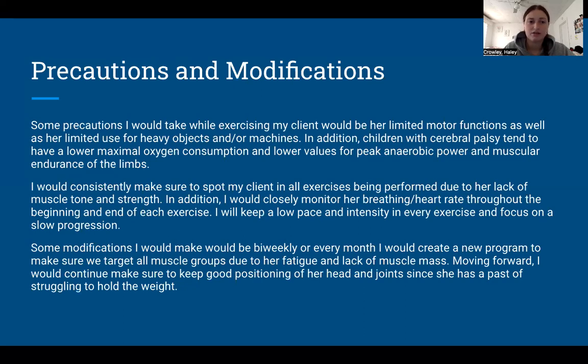Precautions and modifications. Some precautions I would take while exercising my client would be her limited motor functions, as well as her limited use for heavy objects and or machines. In addition, children with cerebral palsy tend to have a lower maximal oxygen consumption and lower values for peak anaerobic power and muscular endurance of the limbs.